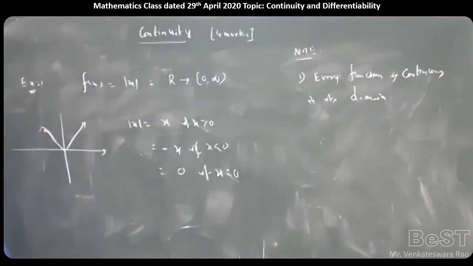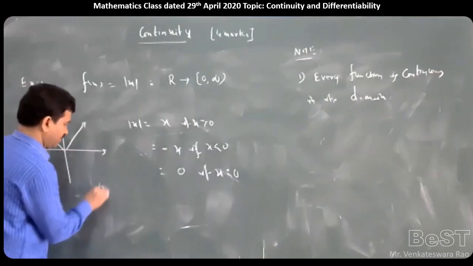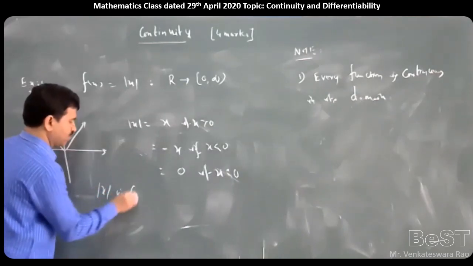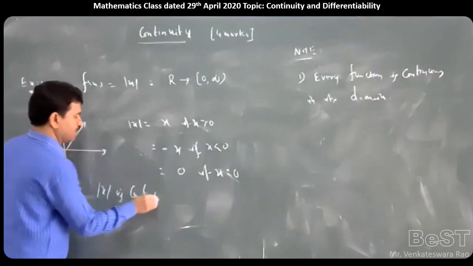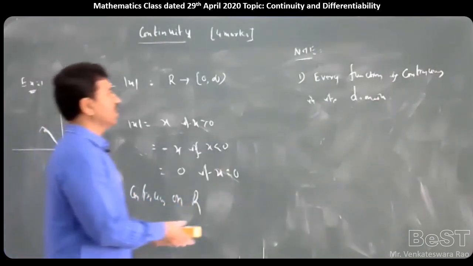Draw the graph. Now tell me, are there any discontinuous points in the graph? No discontinuity. So it is continuous on R. Note that. Mod x is continuous on R.